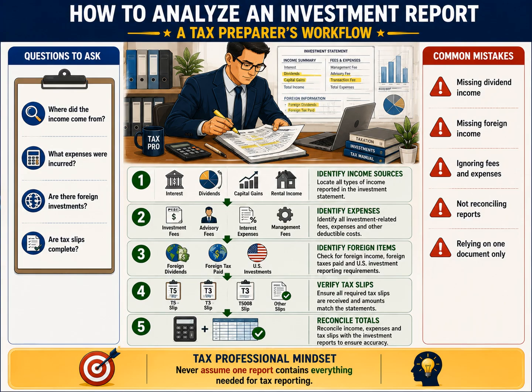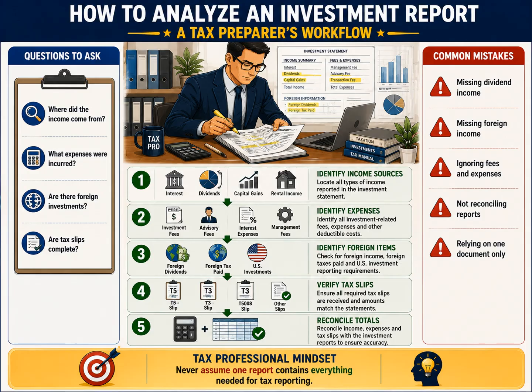The third step is to identify foreign items. This area is often missed by inexperienced preparers. Foreign investments may generate foreign dividends, foreign interest income, or foreign taxes paid. These items may affect foreign tax credits and other reporting requirements. Whenever foreign investments are involved, extra attention is required. The fourth step is to verify tax slips.